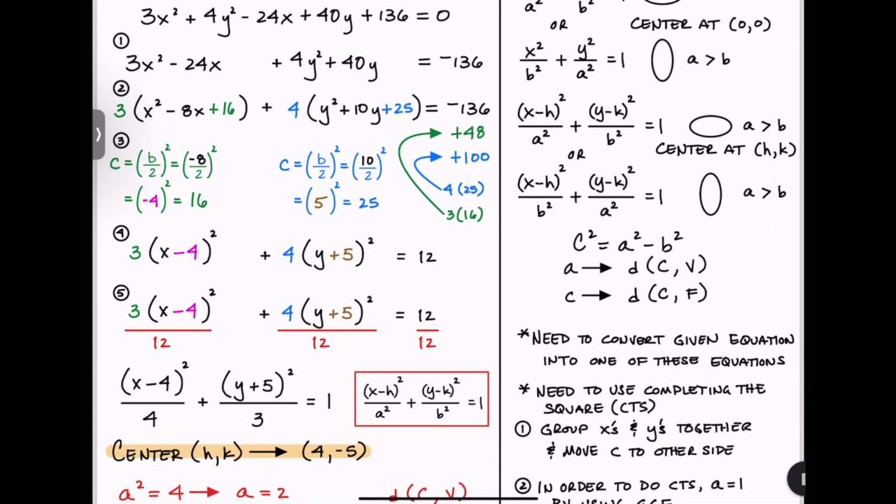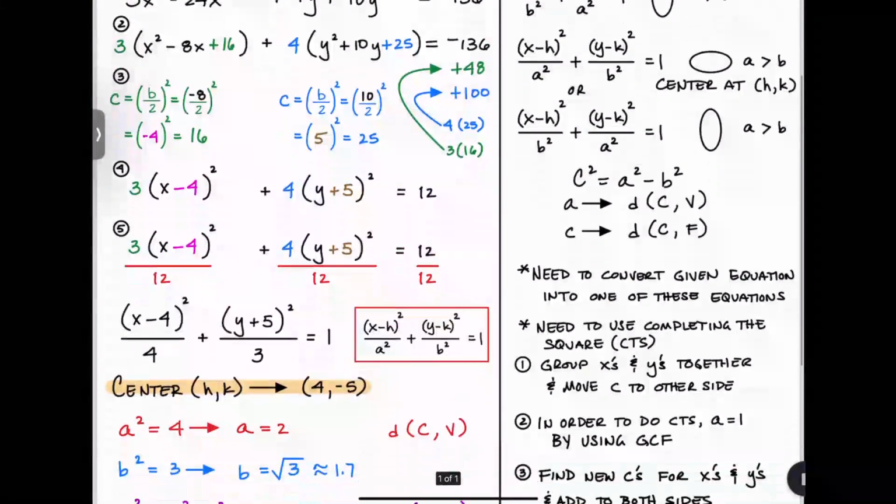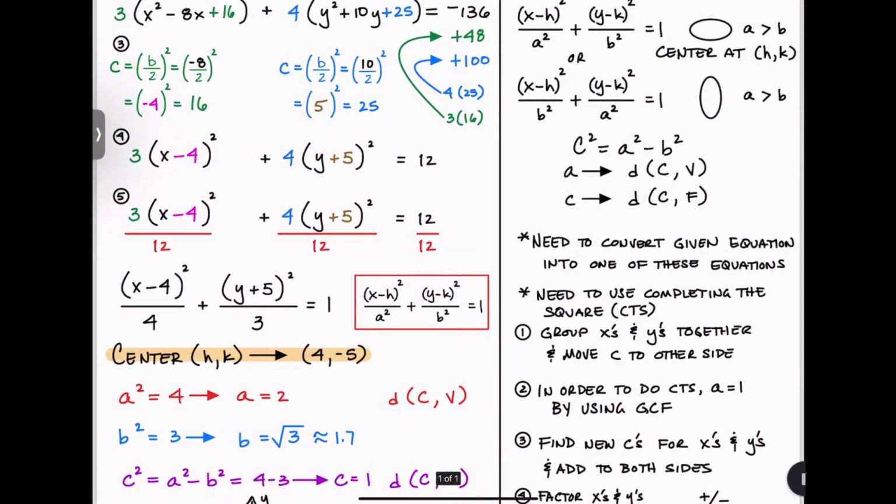Okay? Math accuracy. Do we make any mistakes when we're getting the 100 or the 48, or when we factored? Is the work correct? If the work looks good, give yourself a 2 out of 2. If you made a mistake somewhere and you made a math error, give yourself a 1 out of 2.